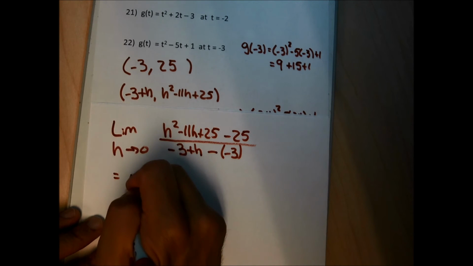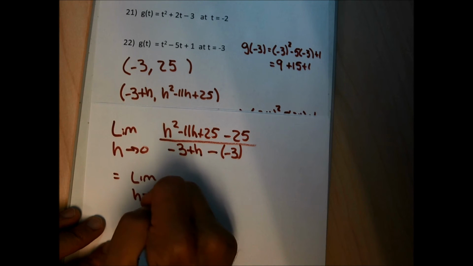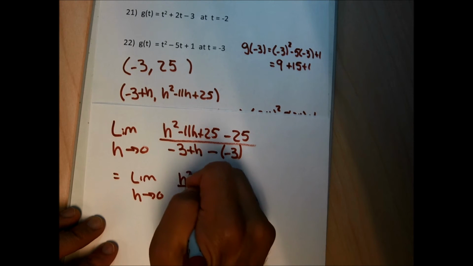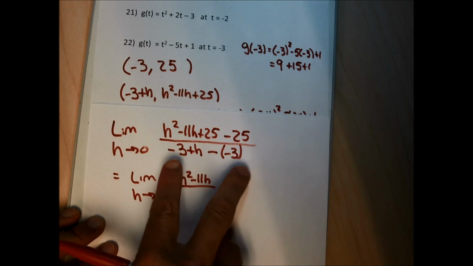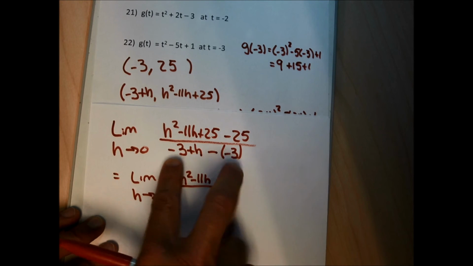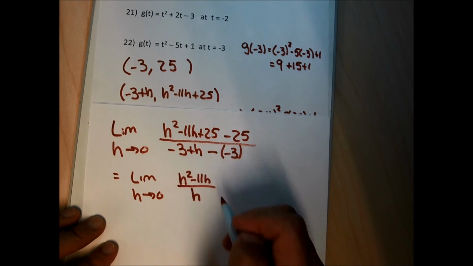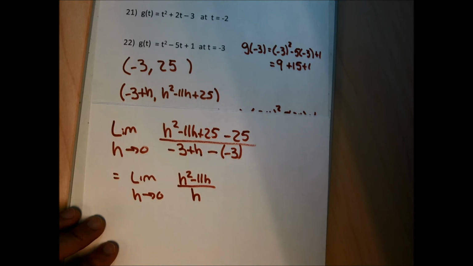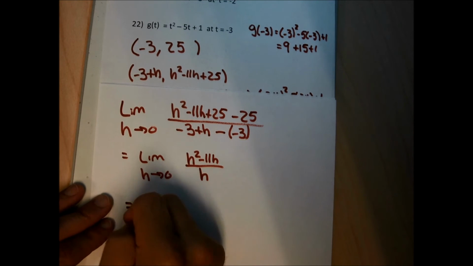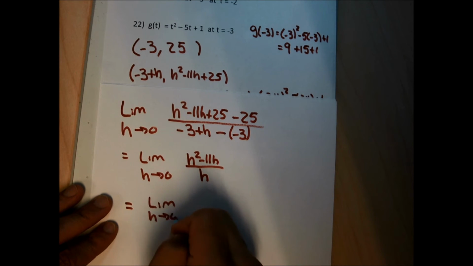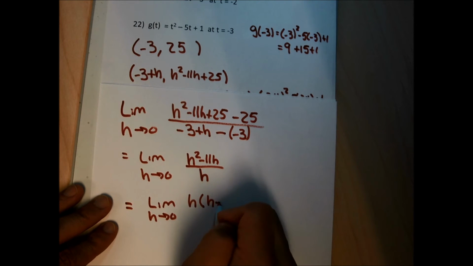This is going to equal the limit as h goes to 0. In the numerator, the 25's cancel, so you get h squared minus 11h. And in the denominator, this is a negative 3, and that's a positive 3. So it's negative 3 plus 3. The 3's cancel, and you get an h. You start to see a pattern in these things. If I plugged in 0, I'd get 0 over 0. I'd have to factor and cancel anyways, so I'm going to factor and cancel real quick here. This is the limit as h goes to 0 of h times h minus 11. The common factor of h in the numerator I factor out.